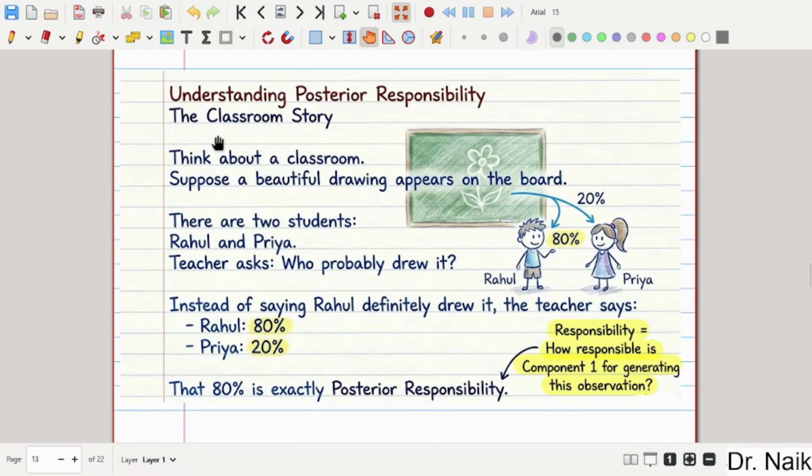Consider a classroom. Suppose a beautiful drawing appears on the board. There are 2 students, Rahul and Priya. The teacher asks who probably drew it. Instead of saying Rahul definitely drew it, the teacher says Rahul has an 80% chance and Priya has a 20% chance. That 80% chance is exactly the posterior probability. Responsibility means how responsible component 1 is for generating this observation.